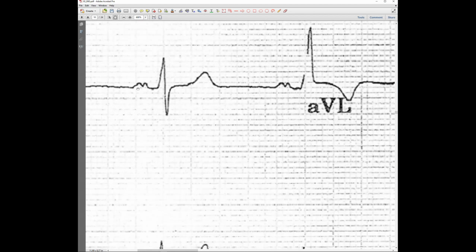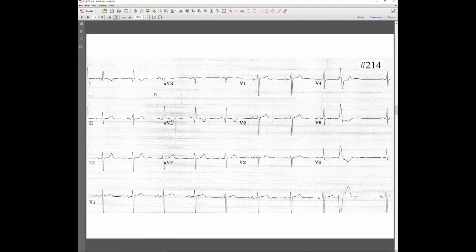Okay. And there is ST elevation. PR interval first. The PR interval is normal. Width of the QRS. Width of the QRS is not normal, especially in the chest leads.